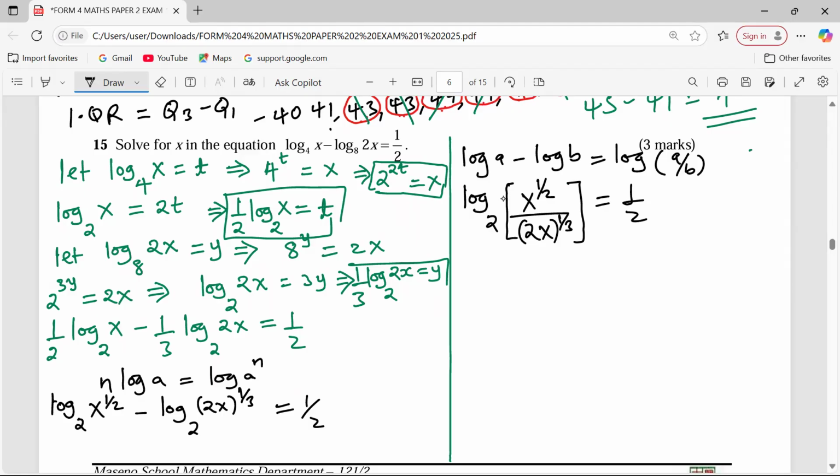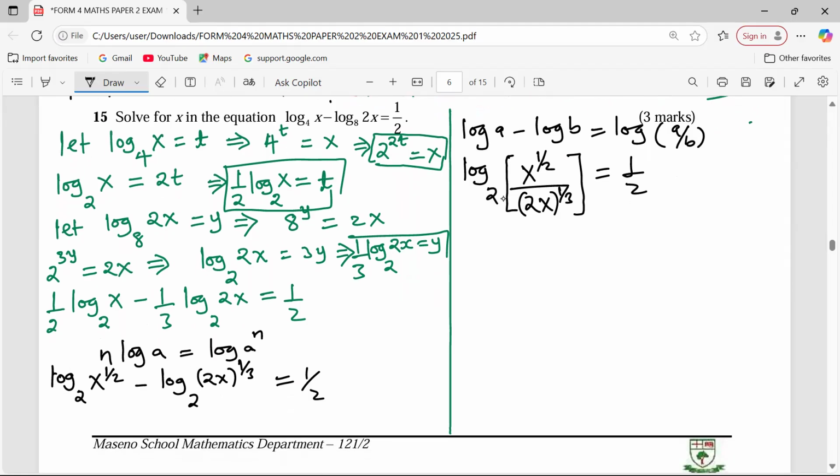From this point, allow me to convert again the statement from logarithm form to index notation. Changing this from log form to index notation means I can take 2 power half, because 2 is the base, and half is the answer on the other side.